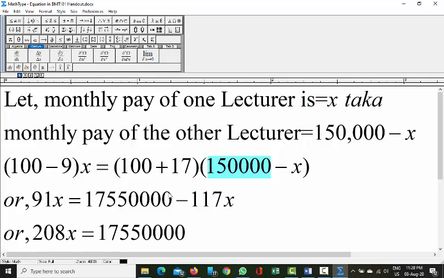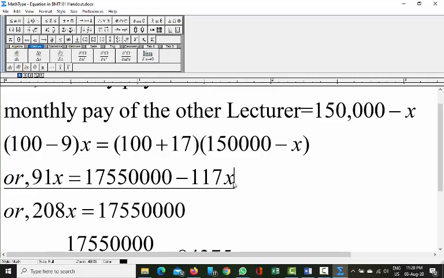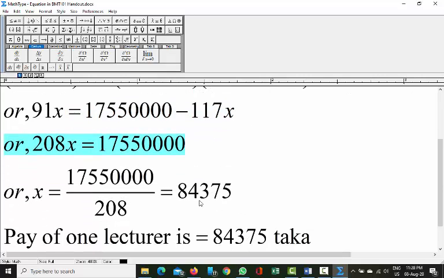If you multiply this one, we will get this one minus 117 multiplied by x. So we will have minus 117x. So here, if you bring this minus 117x to the left hand side, we will get plus. So 117x plus 91x, we will have 208x is equal to this one. So x is equal to this one divided by 208. That means 84375.